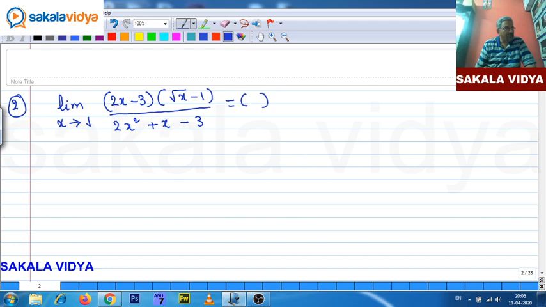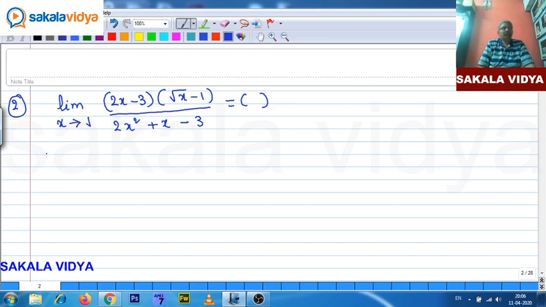Screen is not clear. It may be actually your problem there. Now, is the screen clear or not? Wait, you will be getting it. Net problem is there.